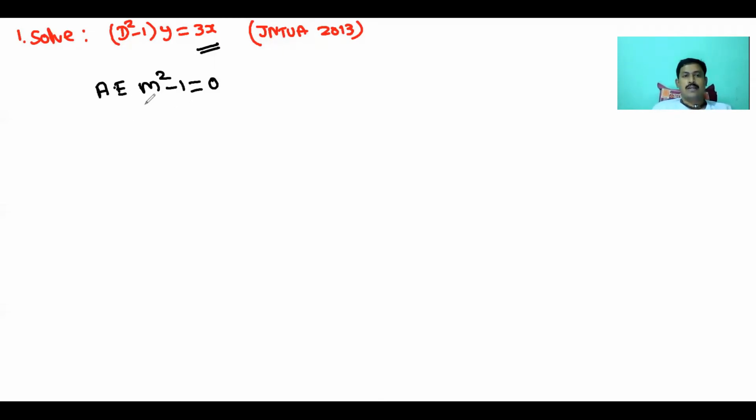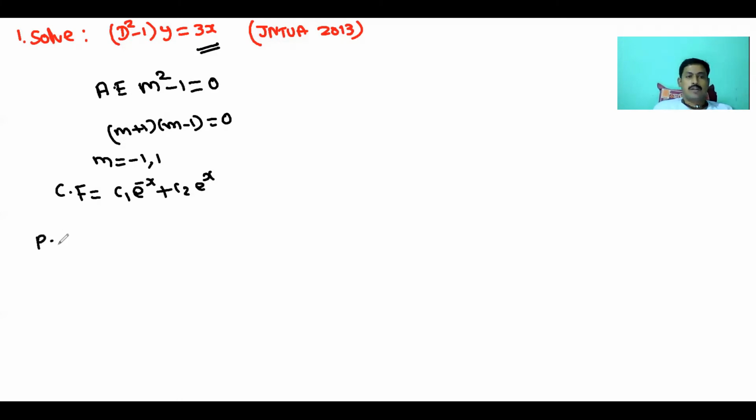It looks like a square minus b square: a plus b into a minus b equals 0. From this we can write our roots as minus 1, 1. Therefore the roots are real and different. The complementary function is c1 e power minus x plus c2 e power x. Particular integral equals 1 divided by D square minus 1 into 3x.